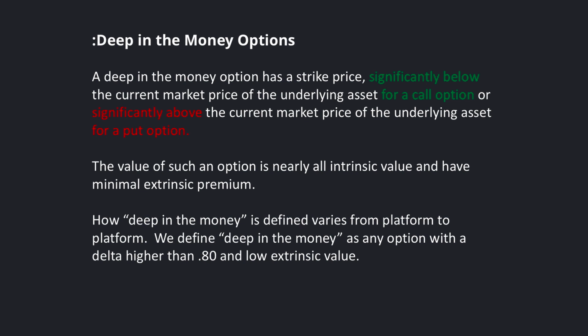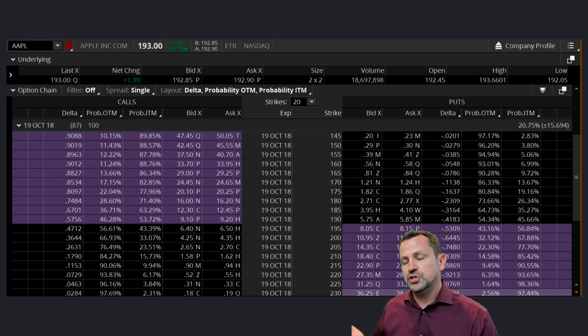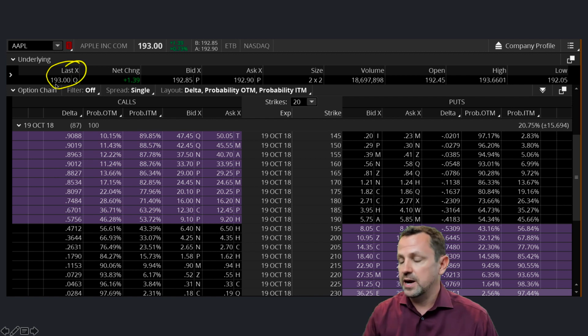How deep in the money is defined varies from platform to platform. We define deep in the money as any option with a delta higher than 0.80 and low extrinsic value. Here you can see I have a snapshot of the options chain for Apple. At the time I took this video, Apple's stock price was trading at 193. That means that the at-the-money options are right here at 190 and 195 for the calls and the puts.